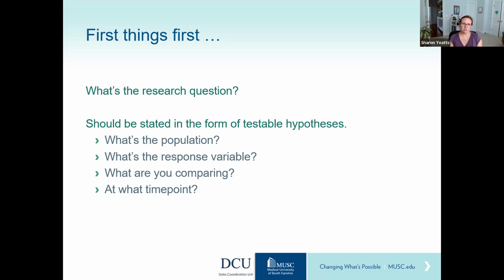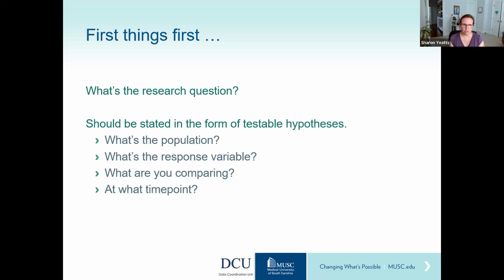But the conversation with your statistical collaborator is going to ask you to boil it down a little bit more. So we want to know exactly what's the population. If we're talking about cardiac arrest, are we talking about adults or children? Inpatient or outpatient? One rhythm type or multiple rhythm types? What's the response variable that you're looking at? What's the outcome? Is it just survival? Is it a survival behavioral composite? Is it continuous or is it binary?